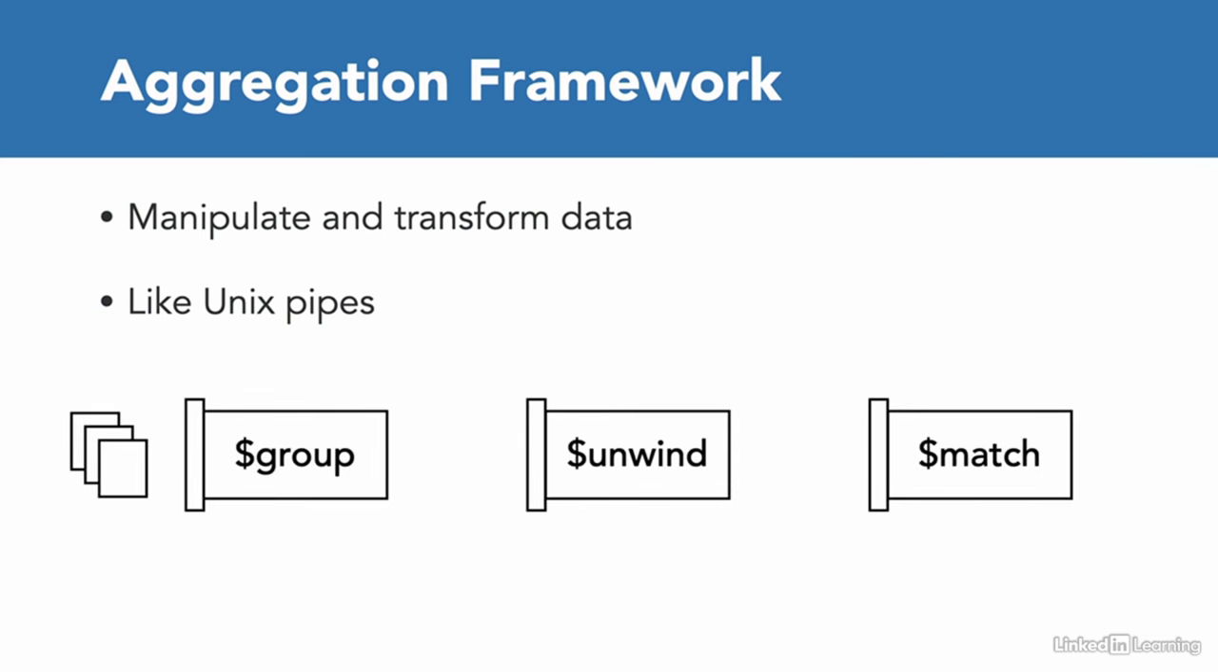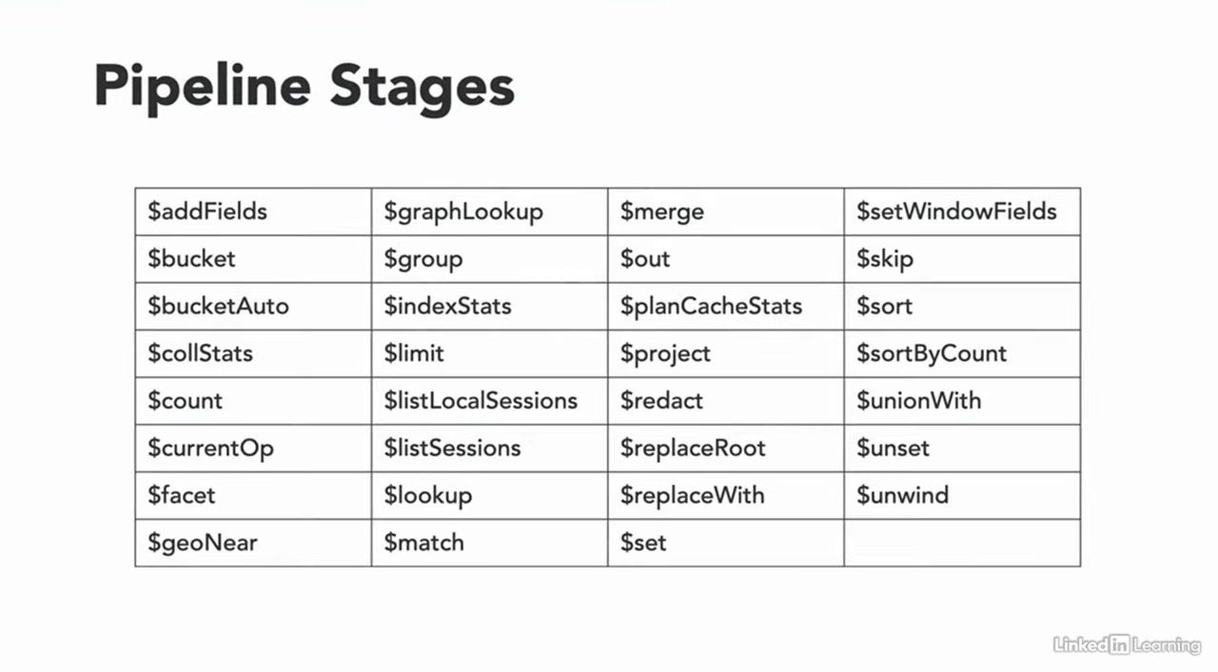Accumulator stages, like the $group stage, must process all documents before results can be passed to the next stage. Other stages can pass results to the next stage as they are processed. There are many different pipeline stages. We will discuss some of the most commonly used ones individually in the next videos.